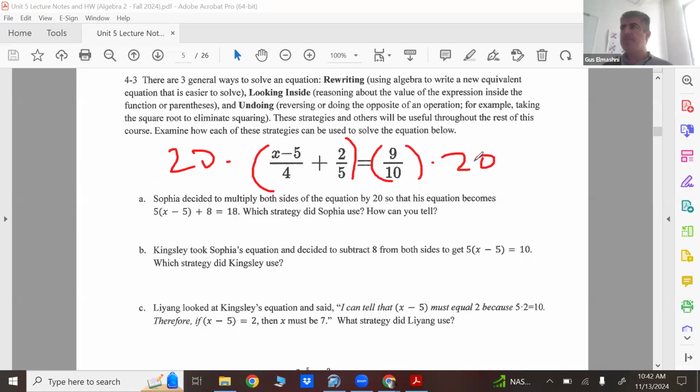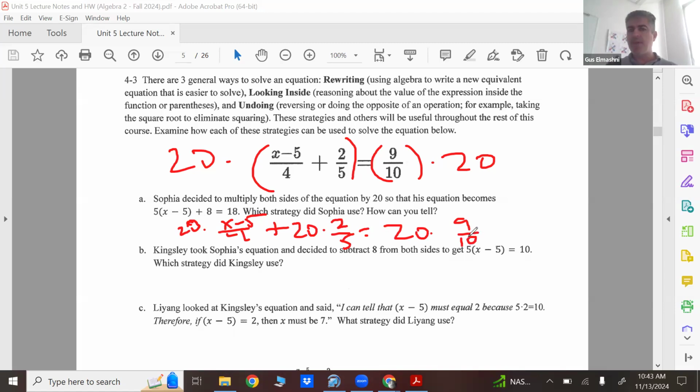Now, a handful of you guys, this is the last question on the test, I think it was number 6B or 7B, took a very circuitous, just putting it nicely, way of solving it. Personally, if you do this, here's what's going to happen. You're going to have 20 times (x minus 5) over 4, plus 20 times 2 over 5 equals 20 times 9 over 10.